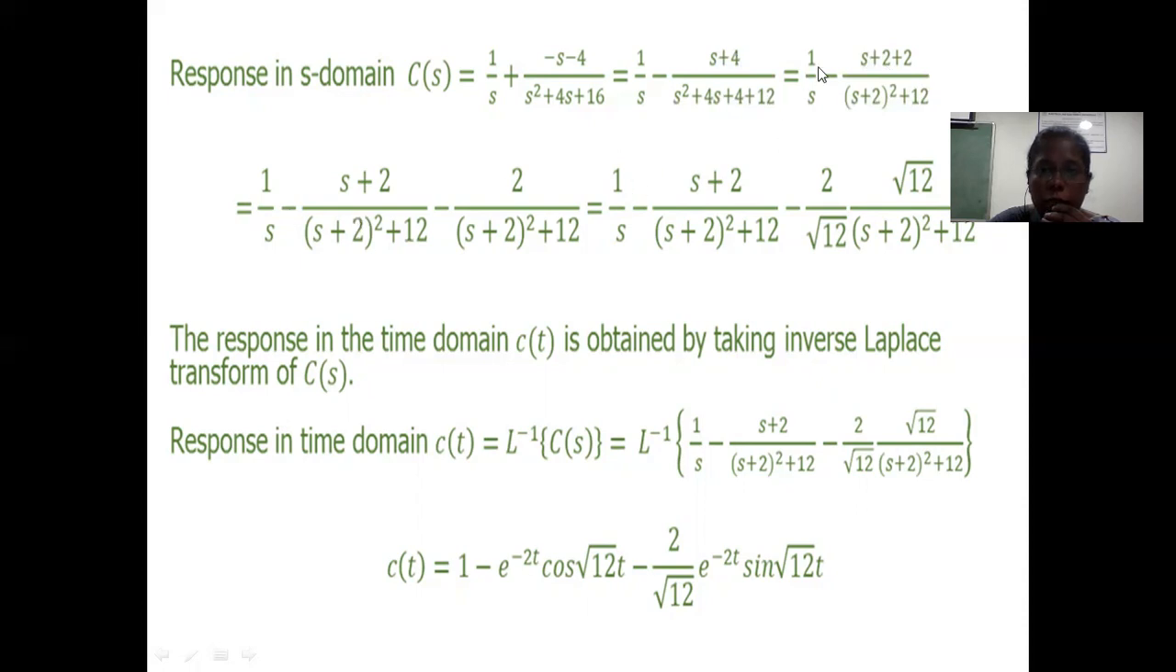Now, after this, I'm just segregating the terms: 1 by s minus s plus 2 divided by the denominator term, minus 2 divided by the denominator term, right? Because I'm taking this negative sign also. Now, this is actually C of s, right?